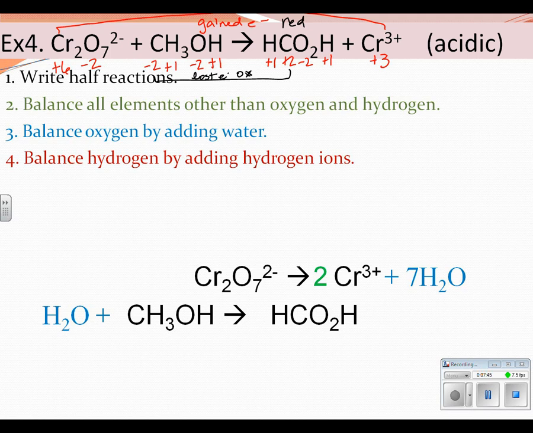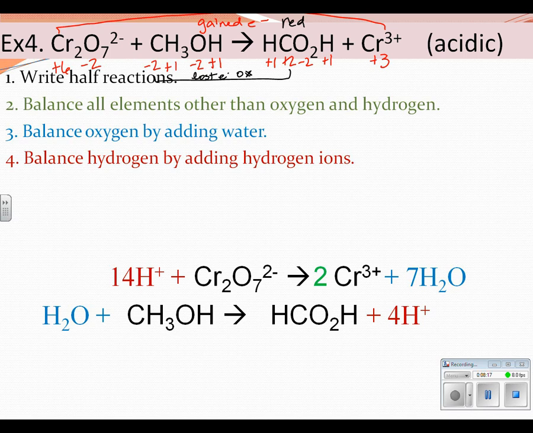But I have 14 hydrogens on my first reaction on the right side. So I need 14 hydrogens on the left side. So I'm just going to add 14 hydrogen ions. All right. Now on the bottom one, I have 2 hydrogens from the water, and then I have another 3, so that's 5, and then I have another 1, so that's 6. So I have 6 hydrogens on the left. I only have 2 over here on the right, so I need to add another 4 hydrogens to the right to get my 6 on both sides.